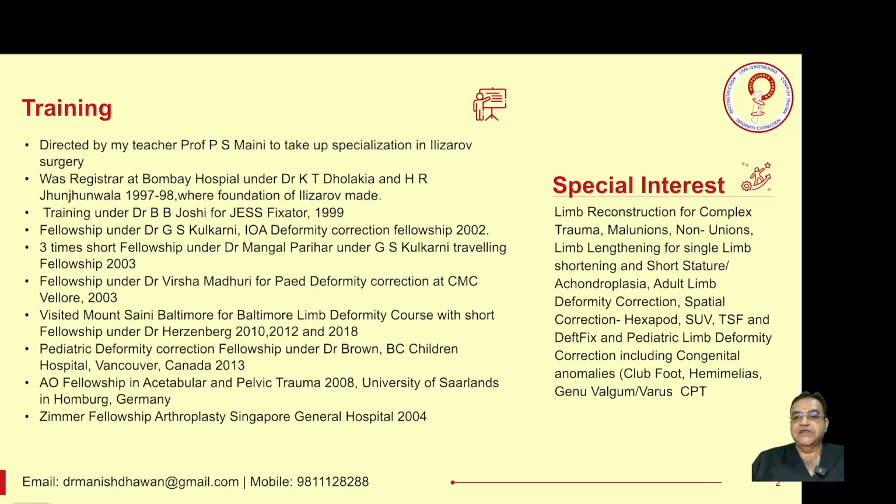including achondroplasia. Adult limb deformity correction, I frequently use spatial correction like hexapod, the German fixator, SUV, the Russian fixator, Taylor spatial frame, the American origin, and DefFix, our own Indian fixator. And pediatric limb deformity correction also interests me, including congenital anomalies, clubfoot, hemimelias, genu valgum, varus, and congenital pseudarthrosis tibia.